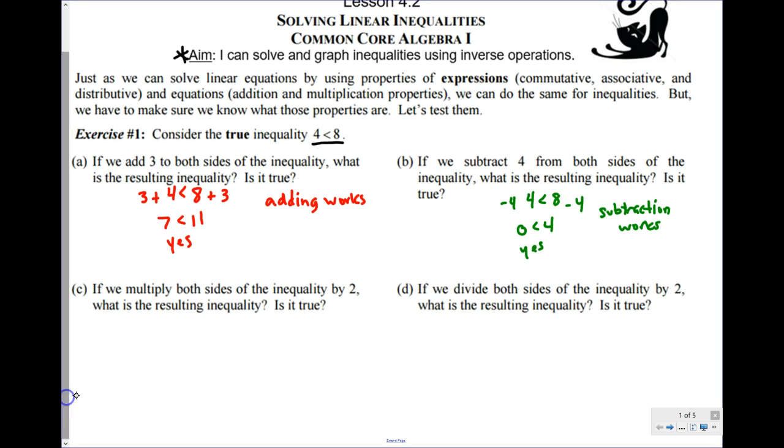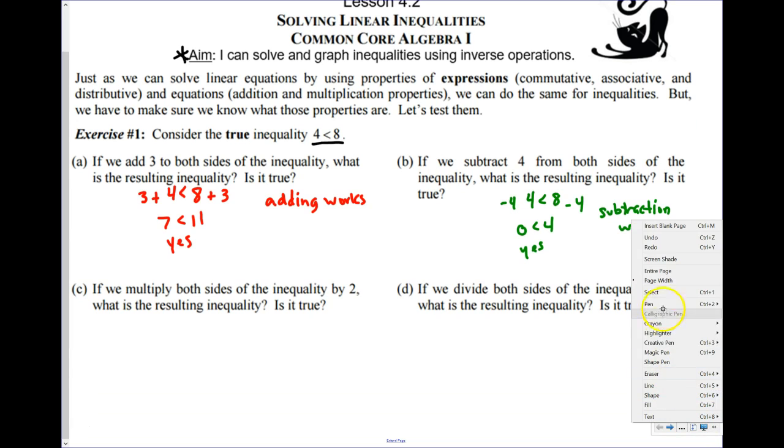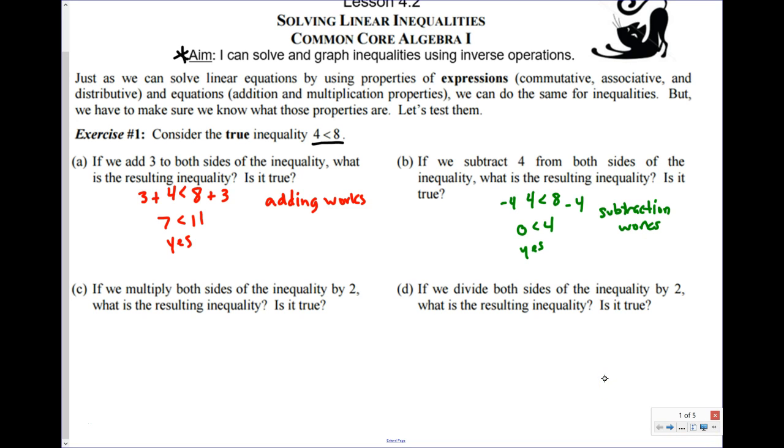Letter C, if we multiply both sides of the inequality by 2, what's the resulting inequality? So same inequality, 4 less than 8. Let's multiply both sides by 2. 2 times 4 is 8, and 8 times 2 is 16. Is 8 less than 16? Yes. So multiplying works.